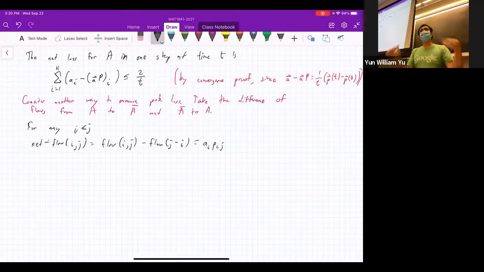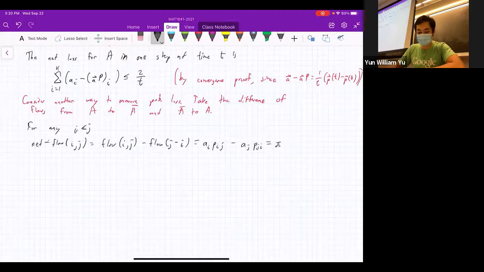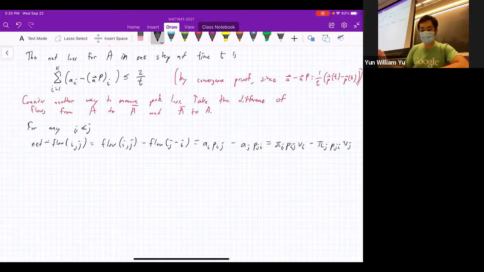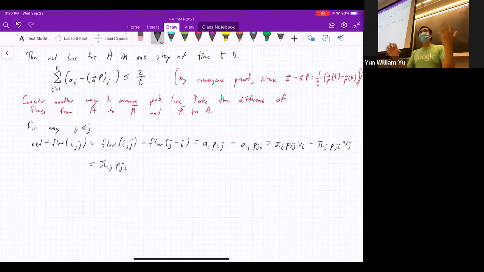So that's the AI is, of course, how much mass is currently on I, and then Pij is how much of that mass is flowing over to J, minus Aj times Pji, which is exactly the complement. When we write this out, remember that we defined our Vi in such a way that this is pi i Pij Vi minus pi j Pji Vj. And now that is equal to, of course, just pi j Pji, because pi is our stationary distribution.